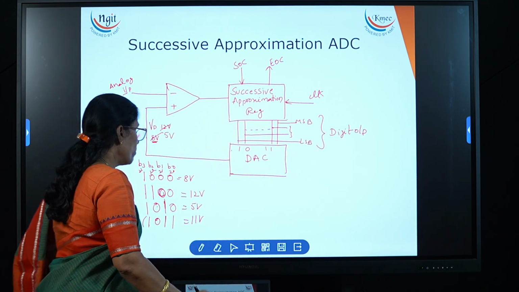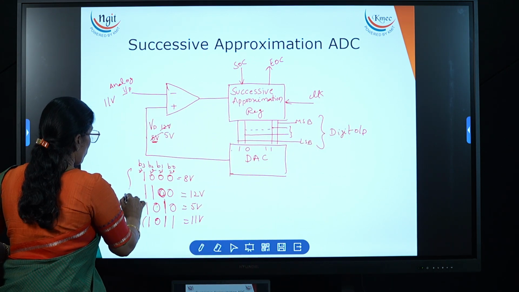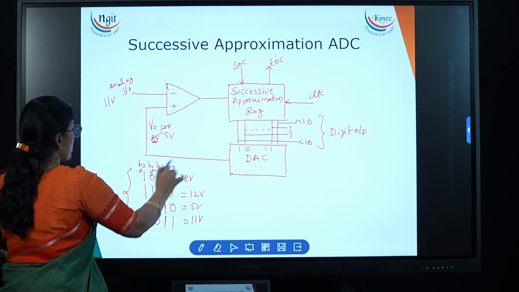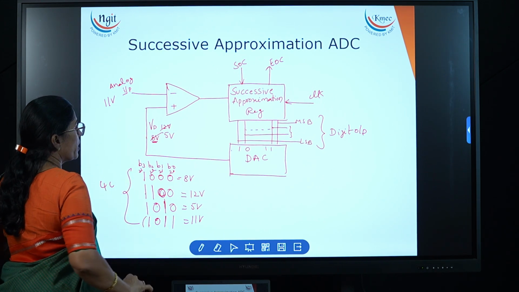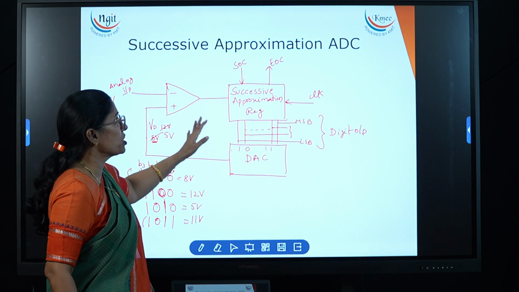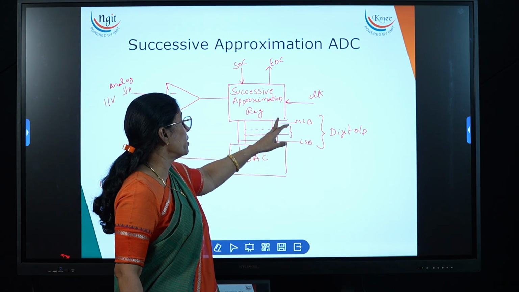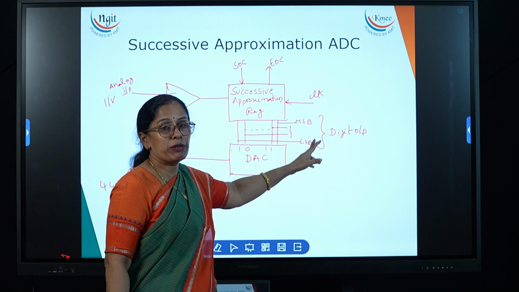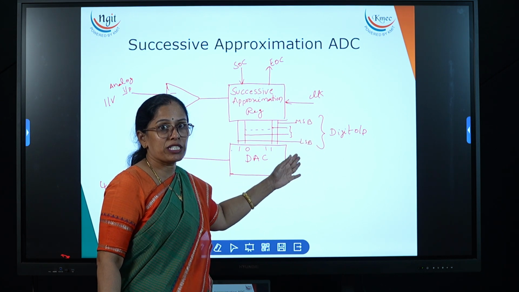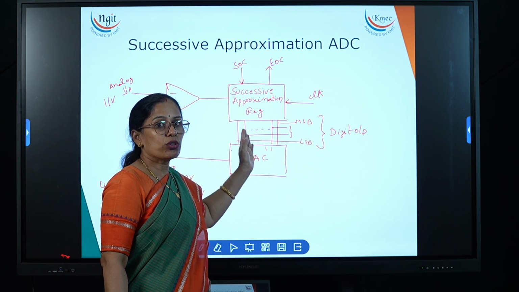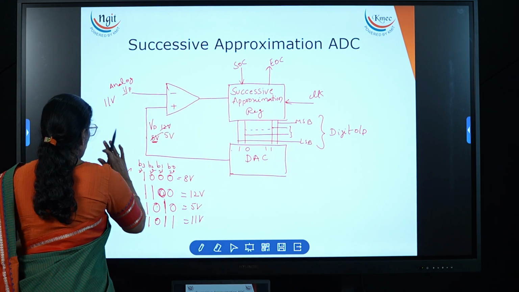Now I will take one more example. Here, how many clock pulses are required to convert this analog to digital? 4 clock pulses are required. The successive approximation needs as many clock pulses as the number of digital bits we are taking to convert the analog to digital. So now let me take one more example.